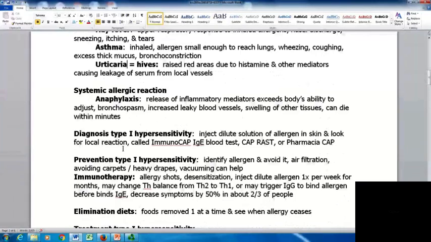So diagnosing type 1 hypersensitivities, one way is to inject dilute solutions of the allergen in the skin and then look for a local reaction. Of course, these tests aren't going to be pleasant. They're sometimes called the ImmunoCap IgE blood test, the CAP-RAST, or the Pharmacia CAP.